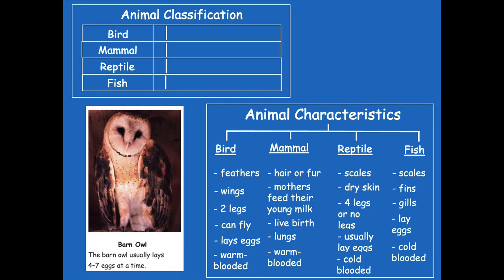So the barn owl usually lays 4 to 7 eggs at a time. So use your picture and that description to help you decide. Is it a bird, a mammal, a reptile, or a fish? Yeah, it's a bird. So look, there goes another tally mark.